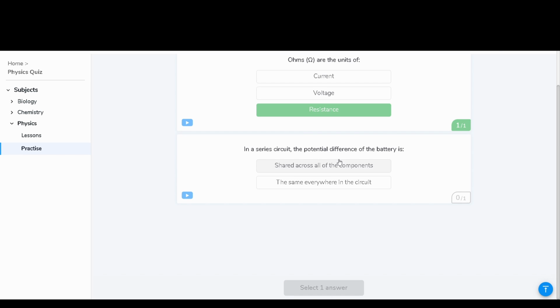In a series circuit, one of the features of a series circuit is dash. Shared across all of the components, the same everywhere in the circuit. Is the potential difference same everywhere or is it divided? Sure? 100%? Voltages? Exactly. Potential difference means voltage. Different. Then what is the correct answer? Shared across all. Very good. So potential difference of the battery will be shared across all of the components.